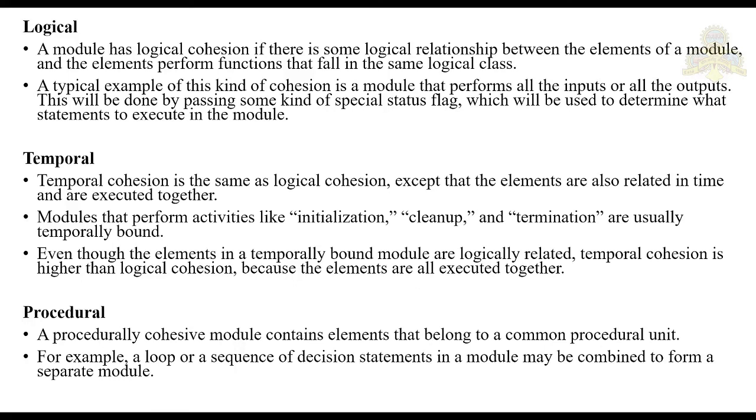The next one is procedural cohesion. The best example for this would be a loop or a sequence of decision statements in a module. Whenever that is executed, a set of statements would be executed. We say that a module has procedural cohesion if it contains elements that belong to the same procedural unit. You have a function or a unit, and the statements are all executed together when that condition becomes true or something.